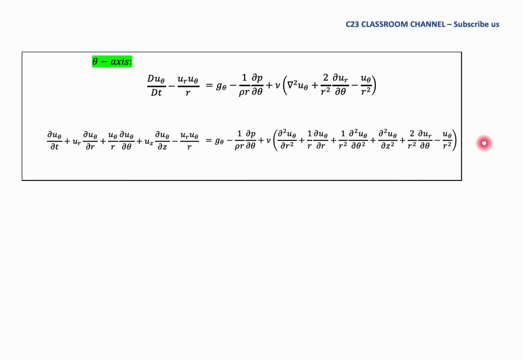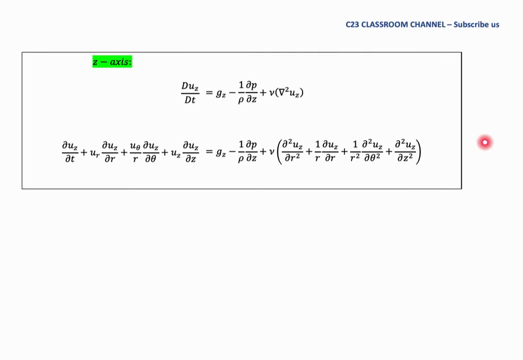And this is the Navier-Stokes for the theta axis, and this is the Navier-Stokes for the z-axis. You can see that the term becomes shorter here, and this is the expanded version of Navier-Stokes for polar coordinates at the z-axis.